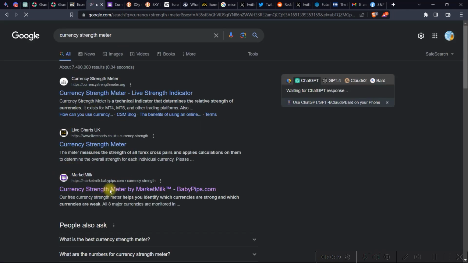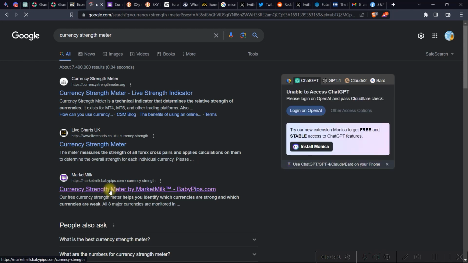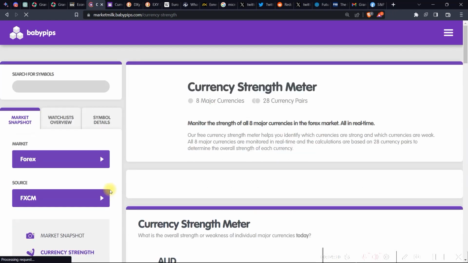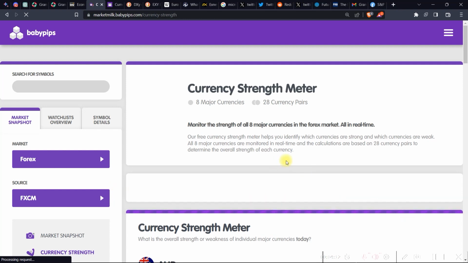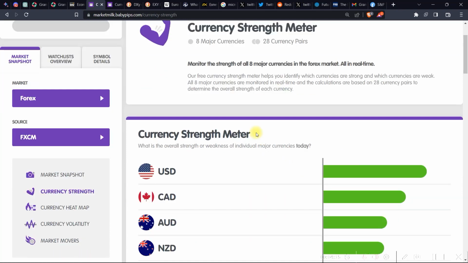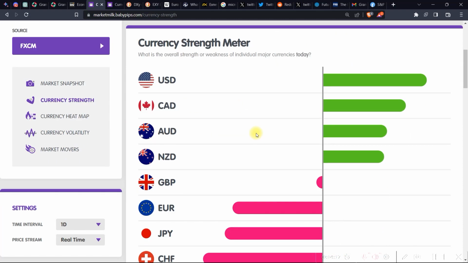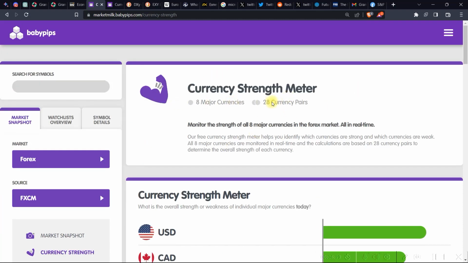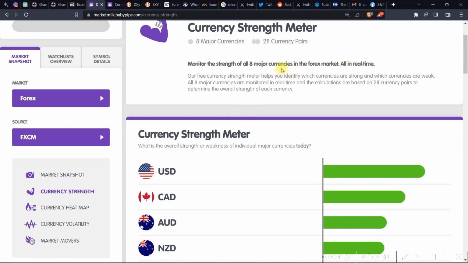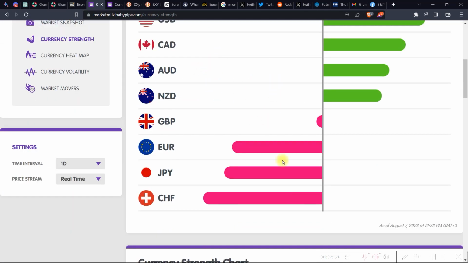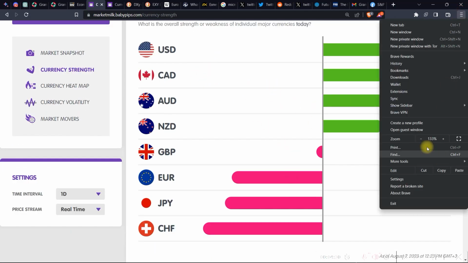As you can see, this link in purple, Market Milk, Babypips, is the one I use. Let's click that. You will see in a few minutes why I prefer to use this one as opposed to other websites. So this is the currency strength meter, 8 major currencies, 28 currency pairs. Monitor the strength of all major currencies in real time. Let me zoom out a bit.